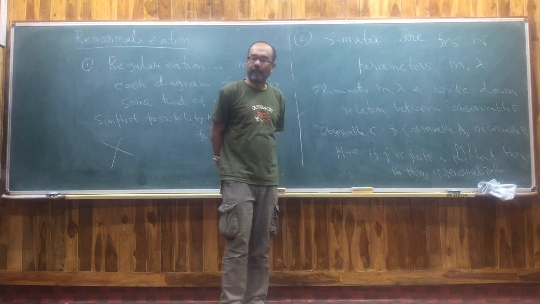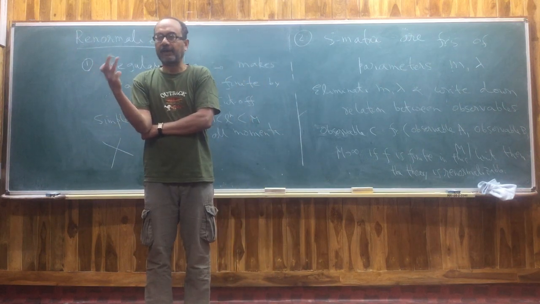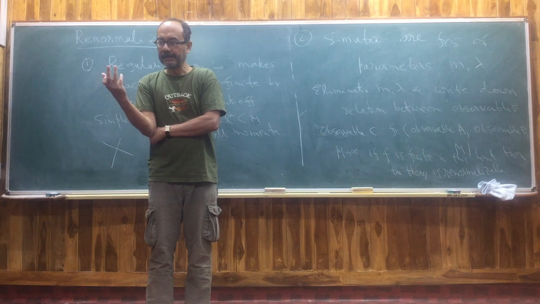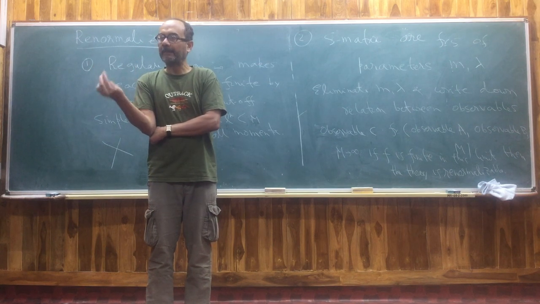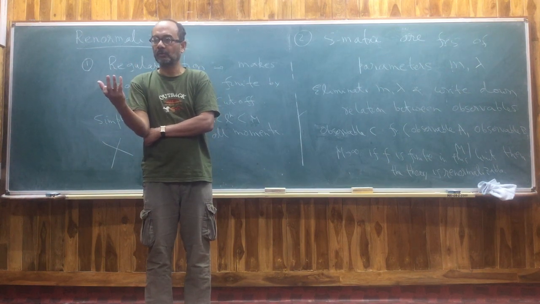Well, of course, there are an infinite number of observables, right? But you need two to eliminate two parameters. For φ⁴ theory, because you have two parameters, small m and small lambda, you use two observables, any two, to eliminate small m and small lambda, and write every other observable in terms of those two. Is this clear?